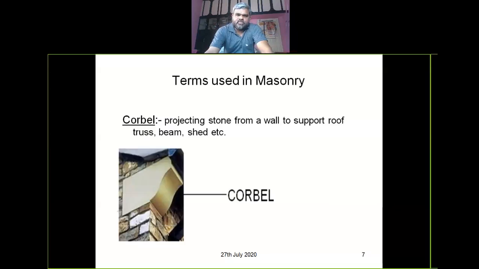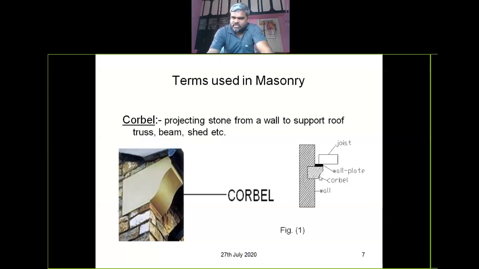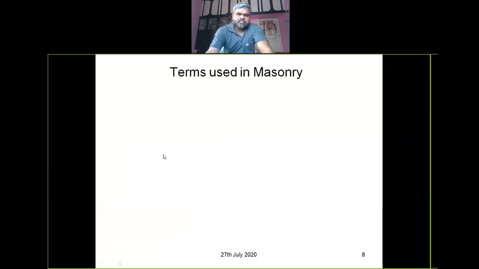Terms used in masonry. Corbel was already explained very well. The projecting stone from a wall to support roof truss, beam, or shed is known as corbel. See, this is a wall. This is a roof shed joist seating. So the wall projection which is supporting the joist seating is called corbel, right?